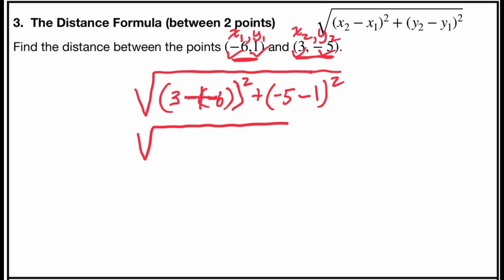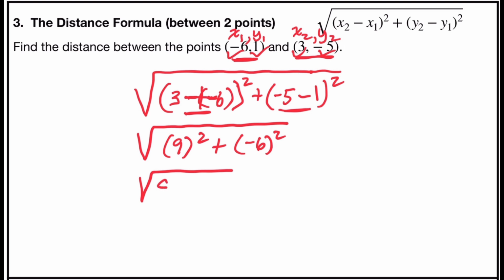I would have the square root of 3 plus 6 is 9 squared, plus negative 5 minus 1 is negative 6 squared. And then I'll square each of those numbers. 9 squared is 81, plus negative 6 squared is 36. 81 plus 36 would give me the square root of 117.